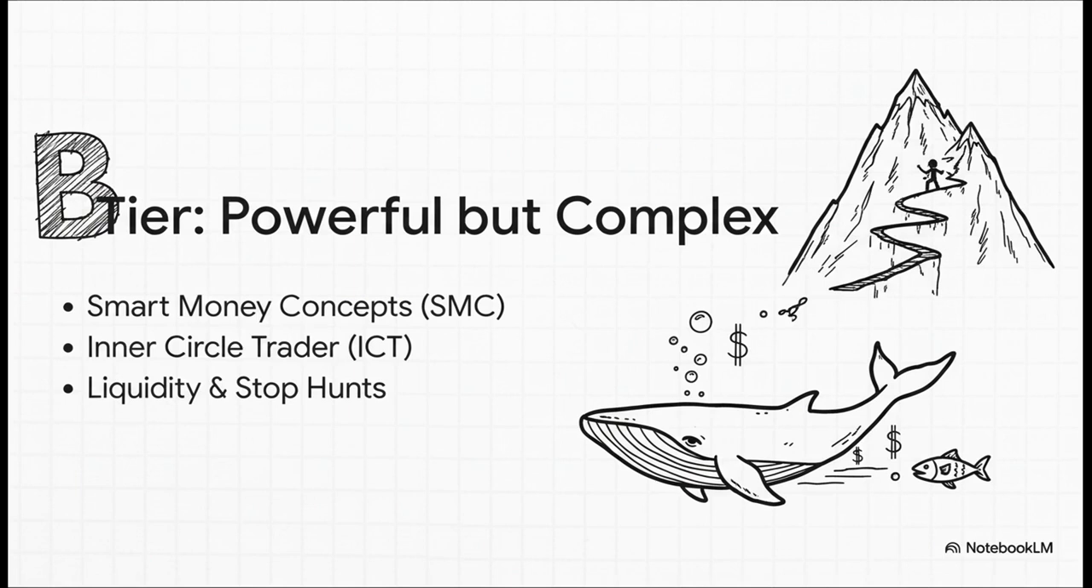So this tier is home to strategies like smart money concepts, or SMC for short, inner circle trader concepts known as ICT, and trading based on liquidity and stop hunts. You see, all of these systems are designed to basically follow the footprints of that smart money, but man, they come with a really steep learning curve.